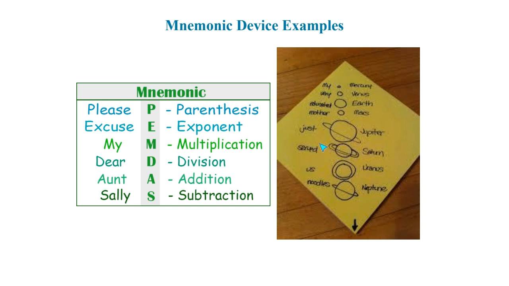Correct? Yes. What about this one? What do you think it relates to just from seeing the picture first? What are these that this person's drawing on this napkin? The planets. So it has on there, my very educated mother just served us noodles, right? So it's to help you memorize those planets.